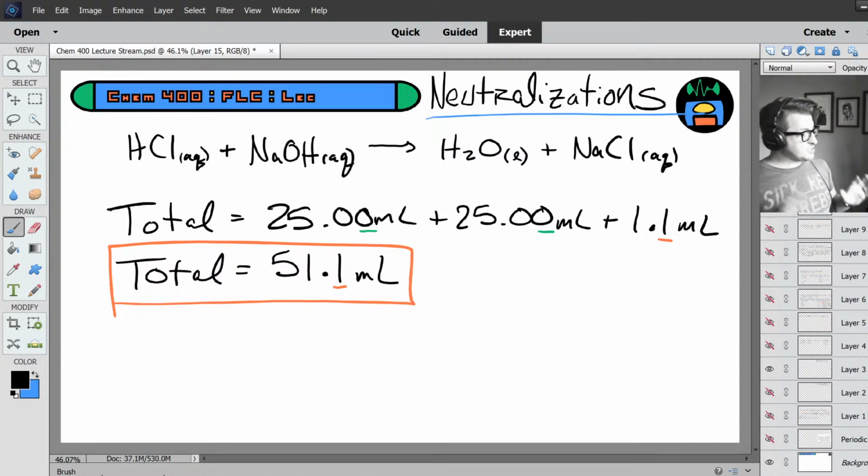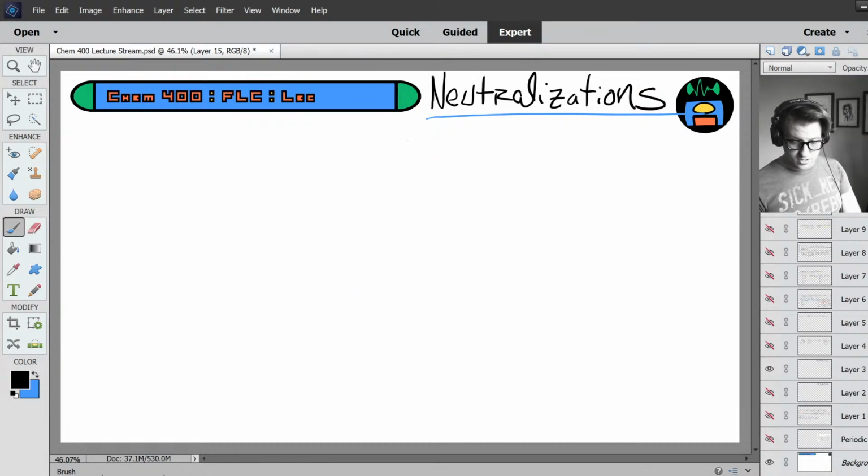So Kate just asked, solids don't add to the total volume. Is that correct? And that is correct. Solids are not part of the solution, so they don't contribute to that volume. They are kind of off on their own.